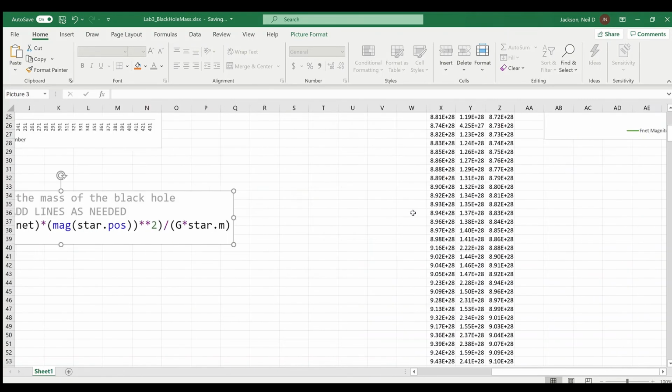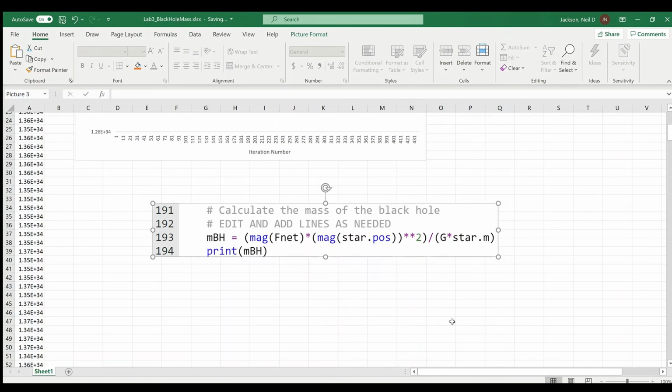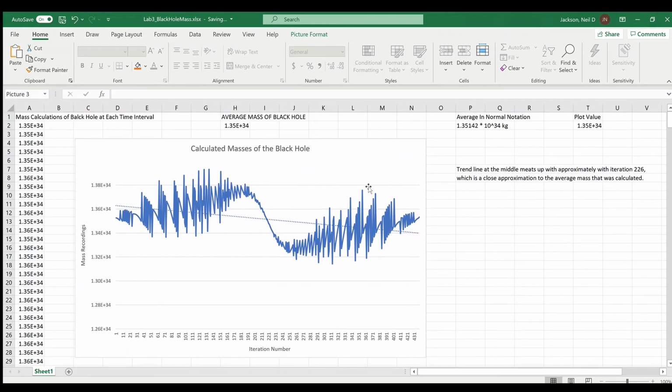And on top of that, using this line of code, we can calculate what the mass of our black hole is. And we're going to get a range of values. However, I set this trend line right here, and I found the average value to be 1.35142 times 10 to the 34 kilograms.